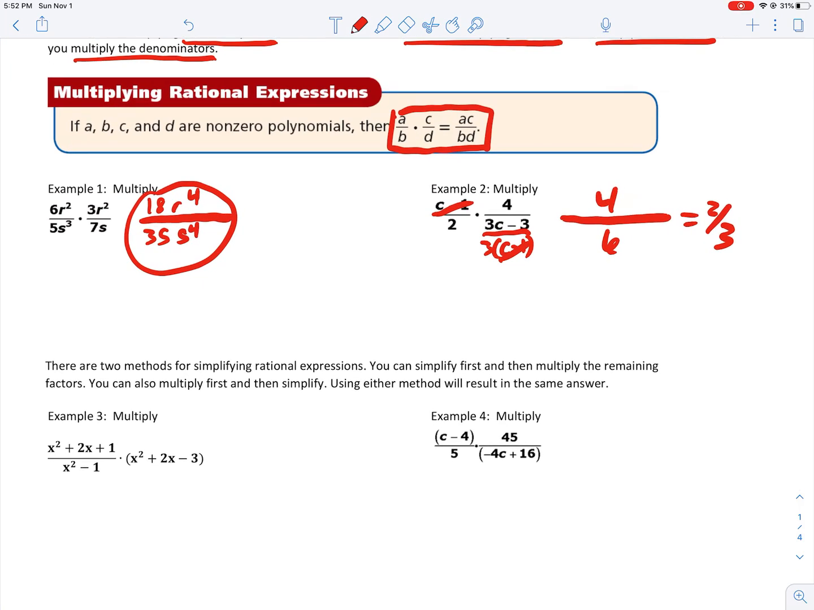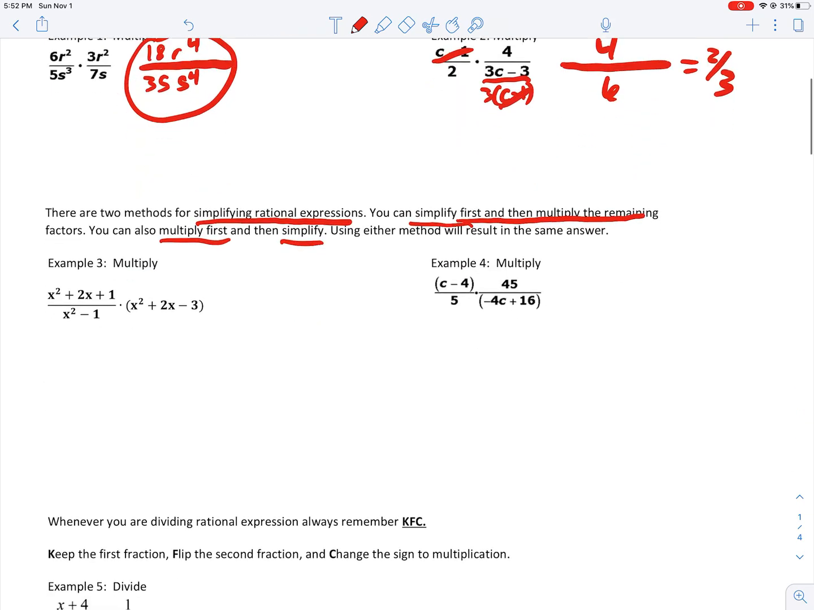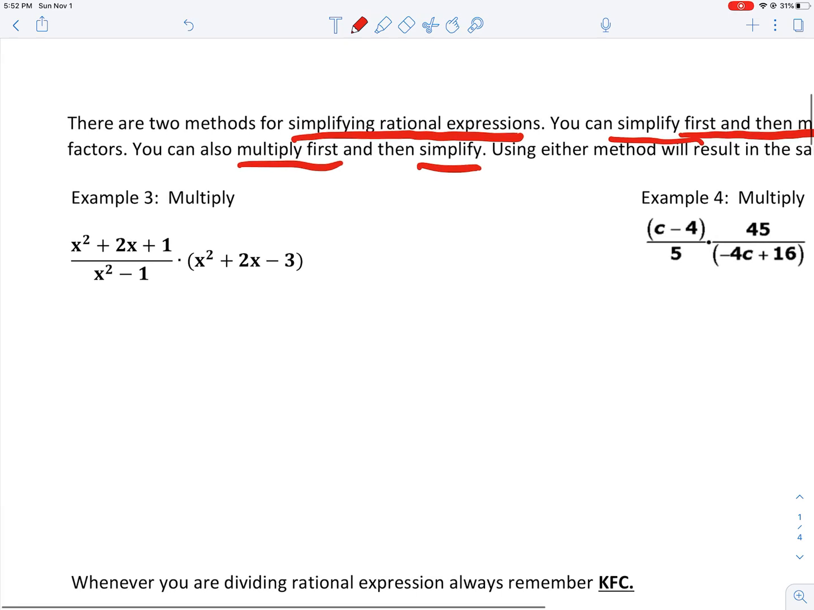So there are two methods to simplifying rational expressions. You can simplify and then multiply, or you can multiply then simplify. That's usually my preferred method, to try to simplify as much as I can and then multiply. So example 3, I'm going to put this over 1. I'm going to factor everything, see if there's any common factors that I can reduce.